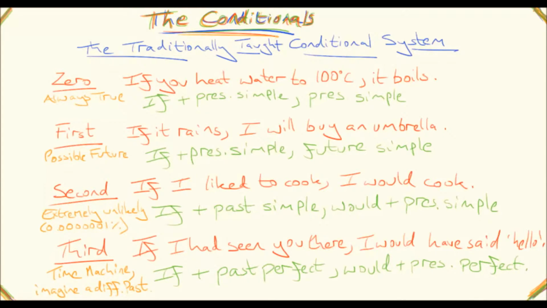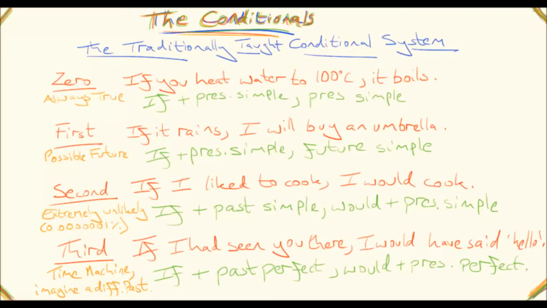And so 0 is always true. First is a possible future based on some kind of evidence. Second is extremely unlikely. You might want to say impossible, but I suppose you could also argue that quantum physics states that it might be possible, so we'll say 0.0000001% chance. Third conditional is like a time machine, imagining a different past, going back in time and changing the past.